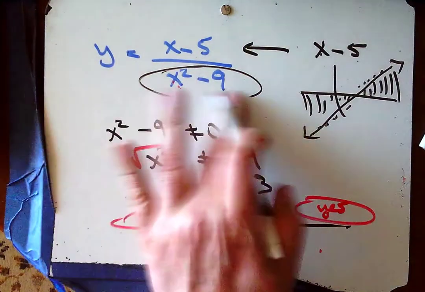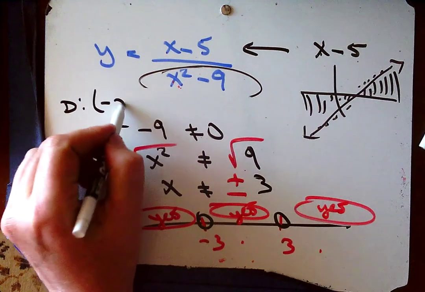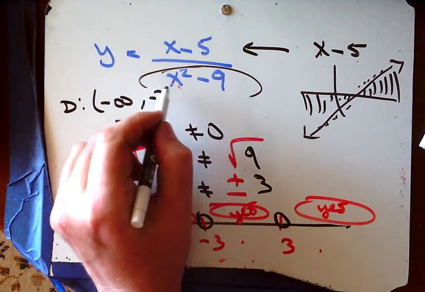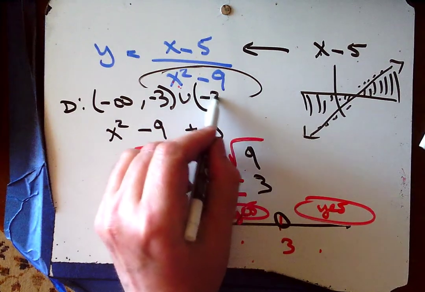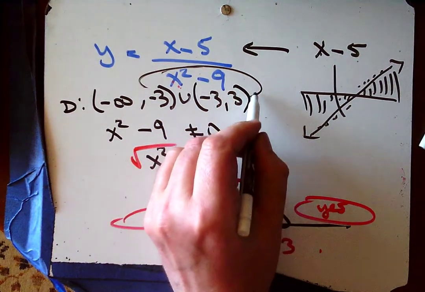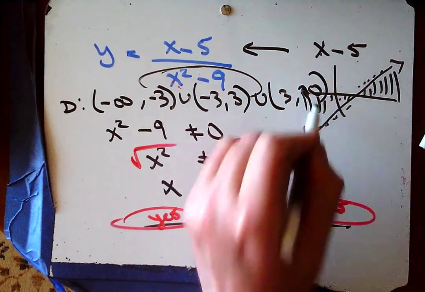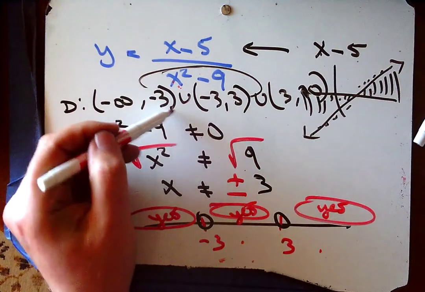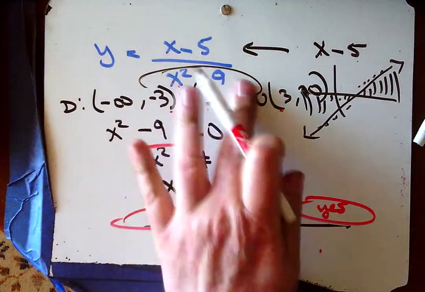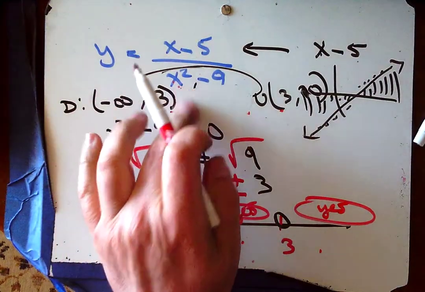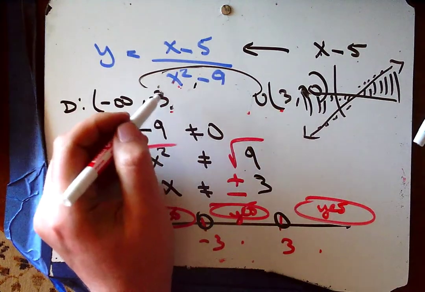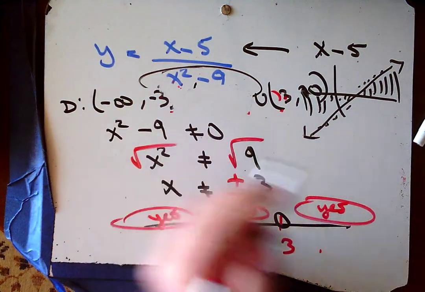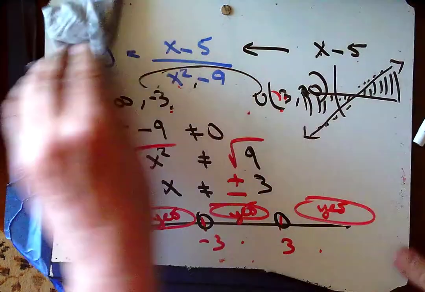So my domain here is going to be negative infinity to negative 3, parenthesis, union, negative 3 to positive 3, union, 3 to infinity. You might want to write down in your notes the most common mistakes here: people put brackets on these, people leave out the middle section, or people put 9s in these places because they forget to take the square root. Okay? So I hope this was a helpful first conversation about domain and interval notation.